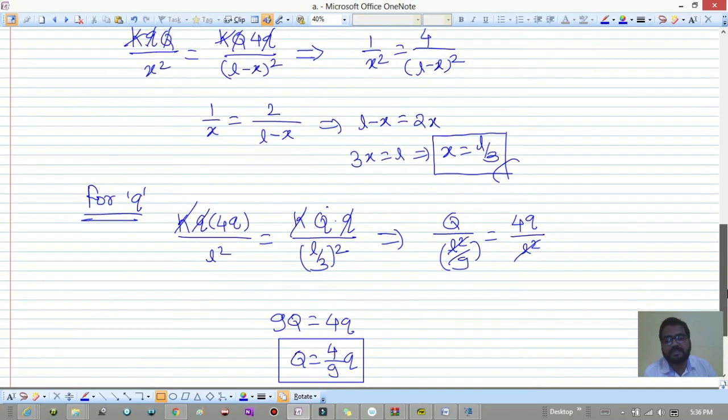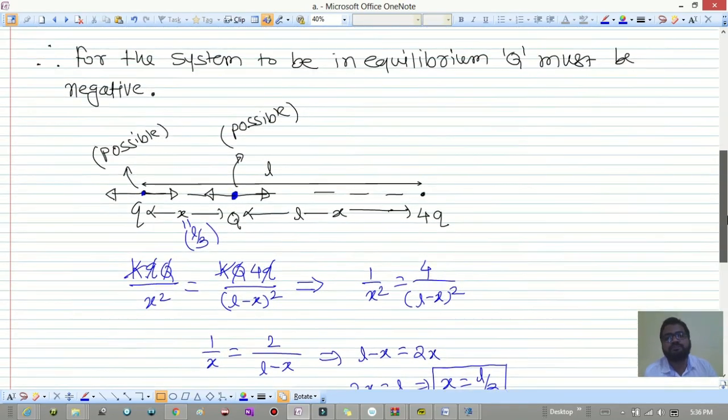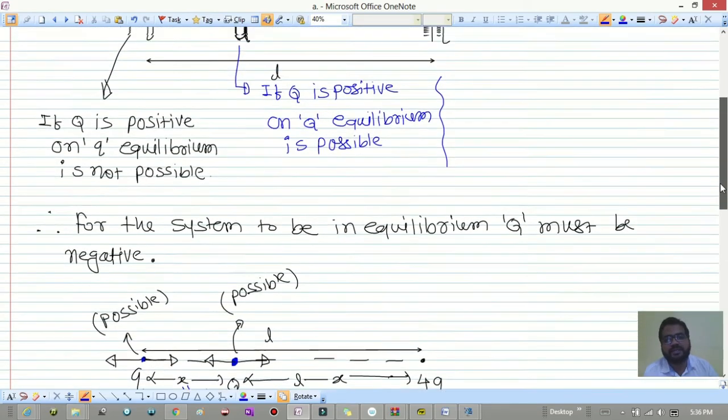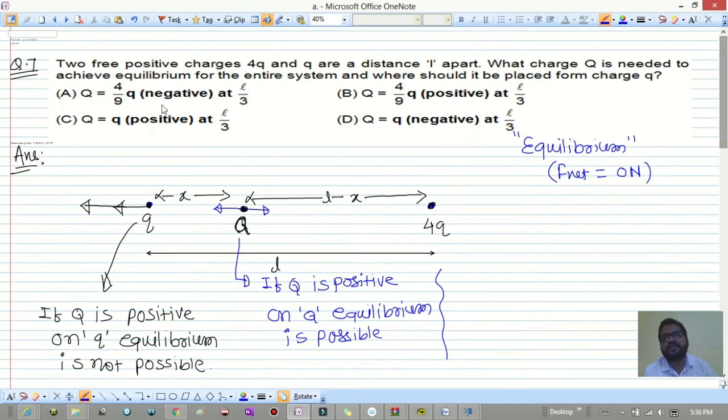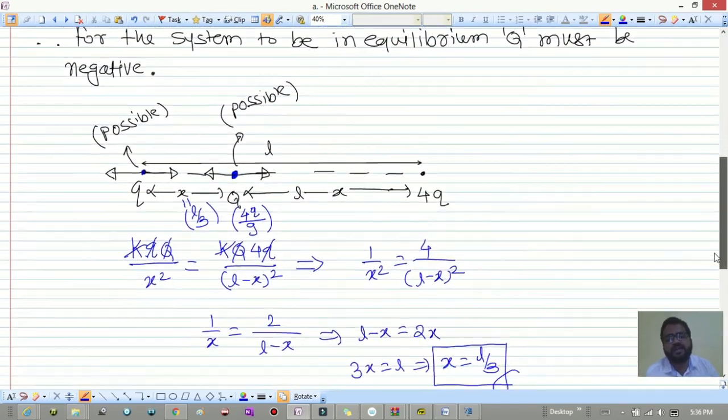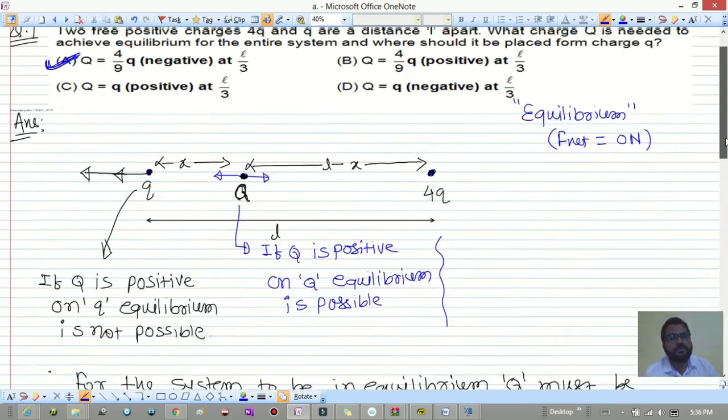So I hope this is clear now. We have capital Q as 4 small q divided by 9 with a negative sign, right? So 4 by 9 q with a negative sign, at a distance of L by 3, we have to put. I hope this is clear. All these things are very simple if you understand the concept. Each and every point whatever I told in this is very important.